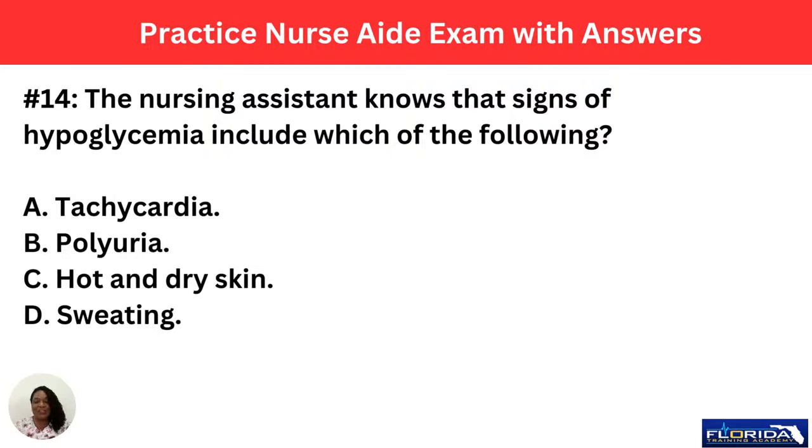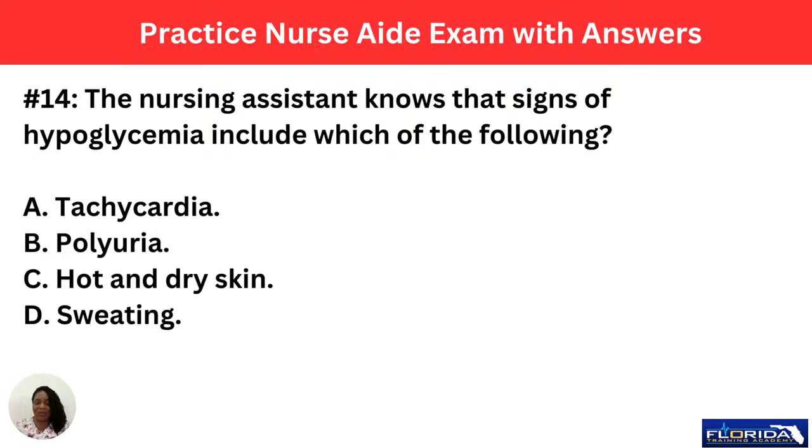14, the nursing assistant knows that signs of hypoglycemia. Let's teach you another prefix. So DYS, whenever it was in front of a word, that stood for pain or difficulty. Hypo, HYPO, whenever it's in front of a medical term, that means low. And glycemia refers to the sugar levels within the blood. So I'm going to repeat this question. The nursing assistant knows that signs of hypoglycemia or low blood sugar within the blood include which of the following?